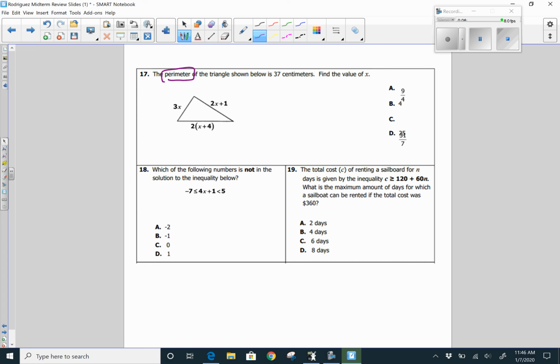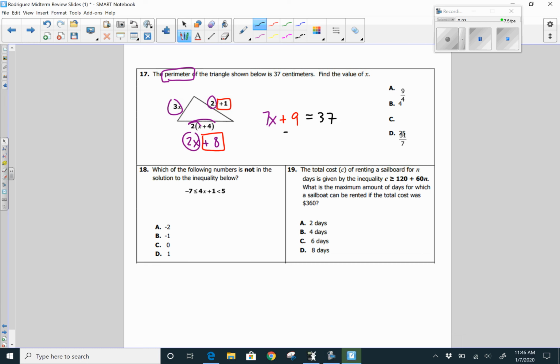Perimeter, again, means take all the sides, and a good job, Josiah, add them up. So we're adding up 3x, 2x, and oh, there's something to do here. So this is going to be 2x plus 2 times 4 is 8, so plus 2x. So 3x plus 2x is 5x. 5x plus 2x is 7x. We're going to do the same thing with the numbers, right? We have 1 plus 8, and 1 plus 8 is 9. And they're telling us that the perimeter is equal to 37.